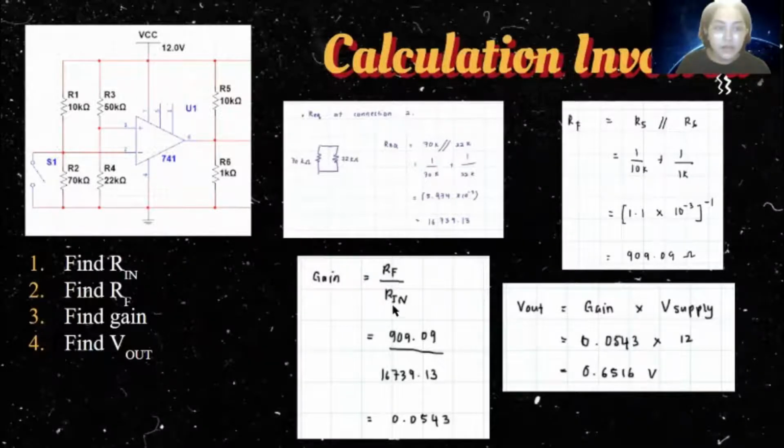R feedback divided by R input, which gives us a value of 0.0543. To find the V out of the op amp, we use this formula: gain times the V supply. We have a V supply of 12 volts, and we multiply that with the gain value of 0.0543, and the V output is 0.6516. This value will be used later in the 555 IC.